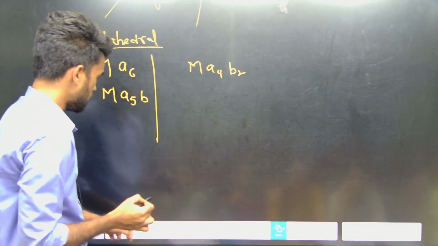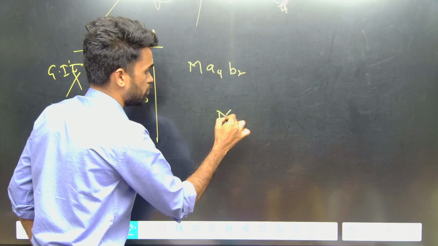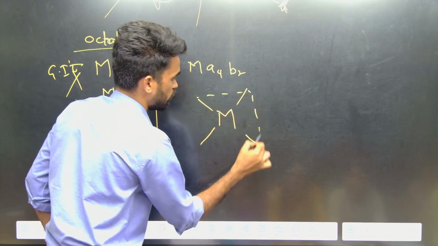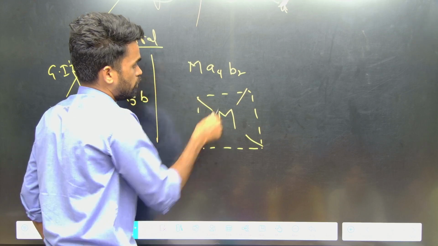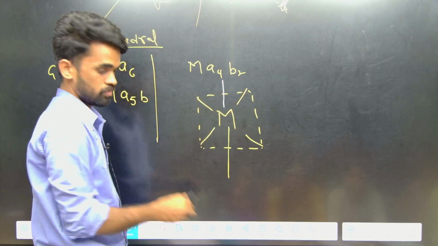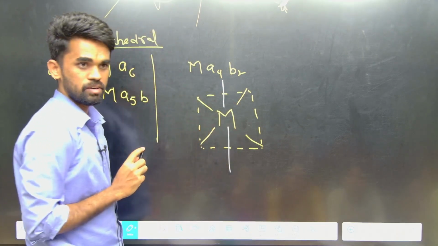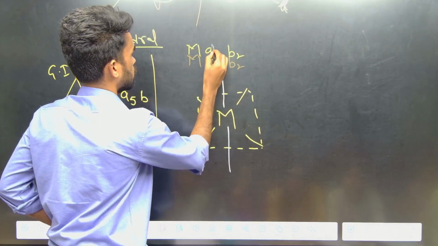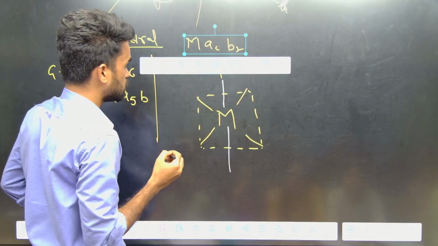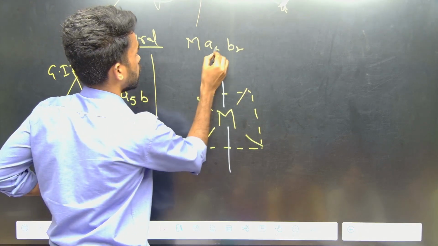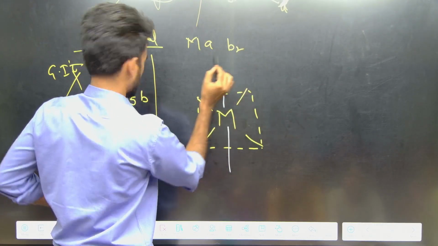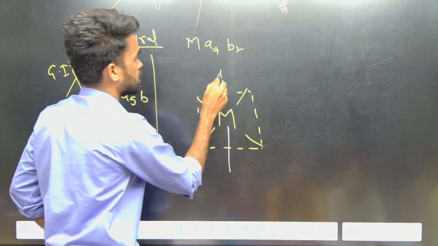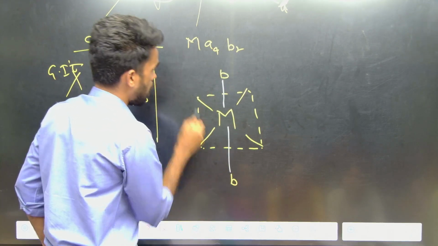See, octahedral means how it will be? M in the middle. 1, 2, 3, 4, like a square first. One above line, one below line. Like this now? Okay. Now try to insert A4. Now try to insert B's here on white color lines. All A's here.